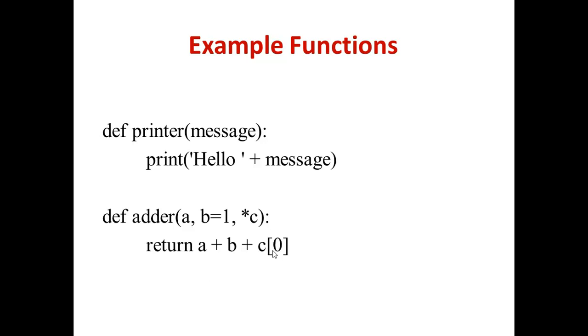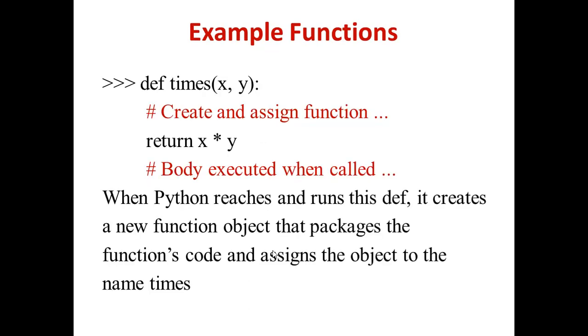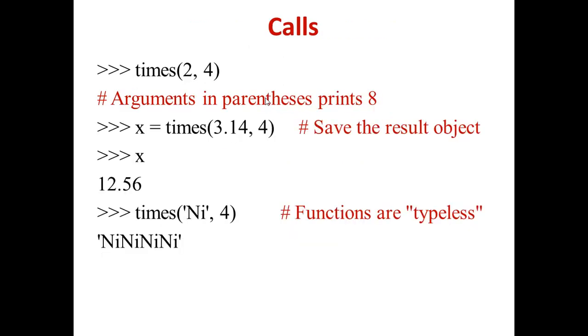Even a function can be created with a return type or without one. It is possible in Python. Look at this, there is another function showing up. Simply, it has a function name, times, which takes two arguments and returns the multiplication of those two arguments. When Python runs this function, the def automatically creates a new function object that packages the function code and assigns the object to the name times. The same way will be followed for all other functions.